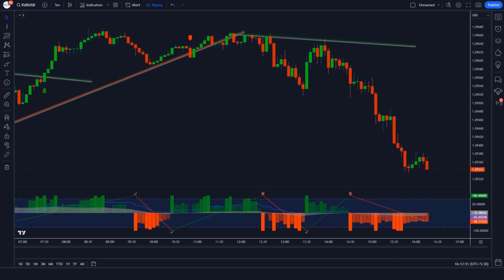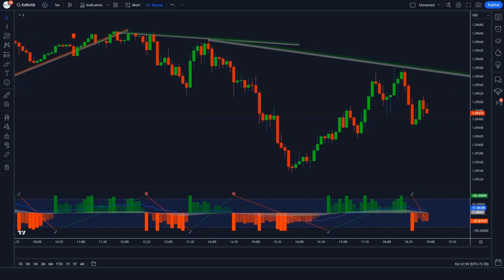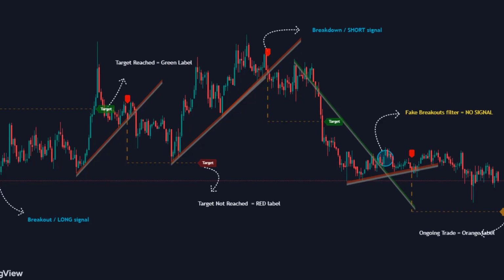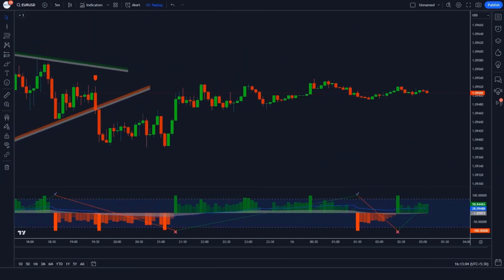With this indicator, you can easily identify key levels where the market is likely to reverse, allowing you to enter and exit trades with precision. Okay, so let's get straight into it.